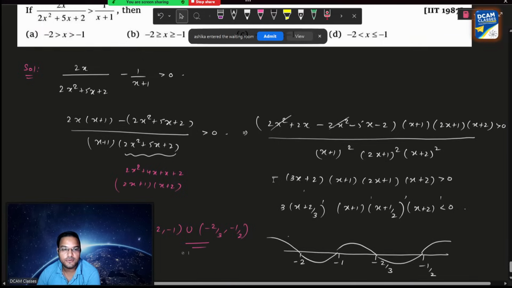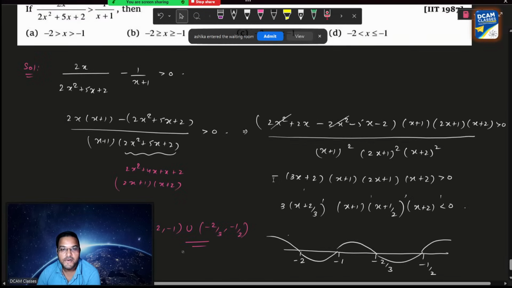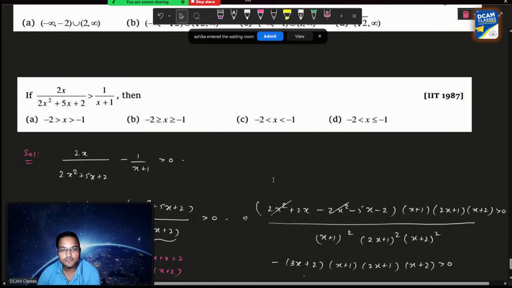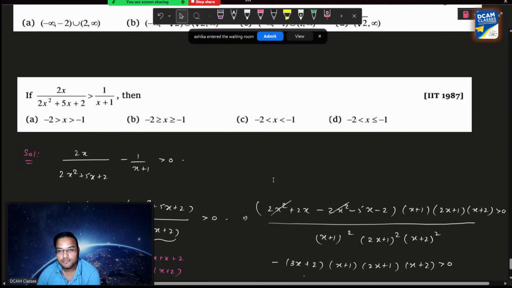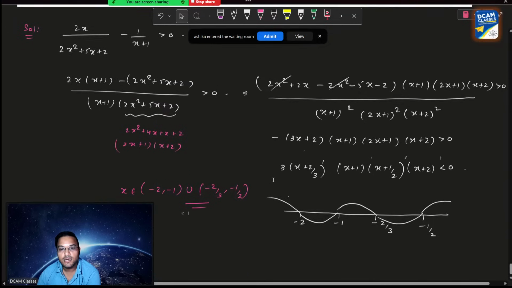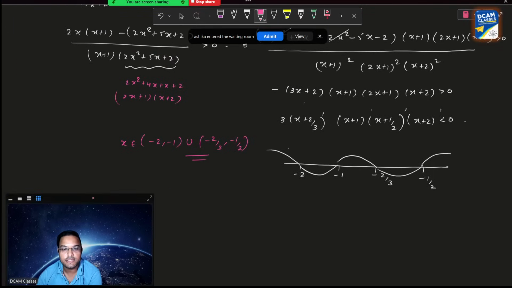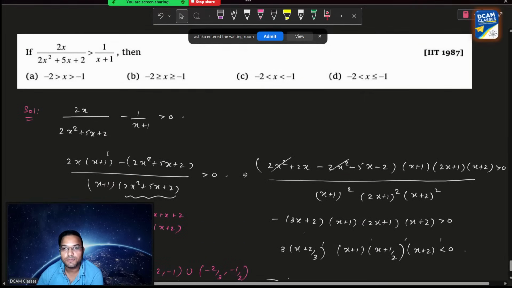What is missing? I don't know. Minus 2 to 1. C option is correct. x lies in between because our answer is taking these values, no? So the C option should be correct.